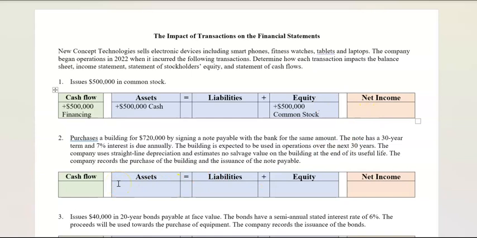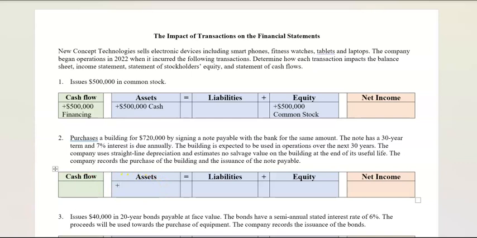Transaction 2. The company purchases a building for $720,000 by signing a note payable with the bank for the same amount. The note has a 30-year term and a 7% interest rate, which is due annually. The building is expected to be used in operations over the next 30 years. The company uses straight-line depreciation, no salvage value. What we're doing here is recording the purchase of the building and the issuance of the note payable. So to start, cash flows are unaffected. We are getting a building and in exchange agreeing to repay $720,000 plus annual interest. Nothing to the statement of cash flows.